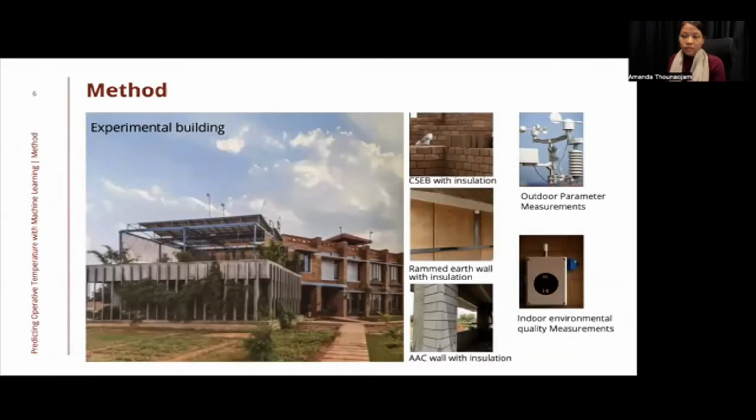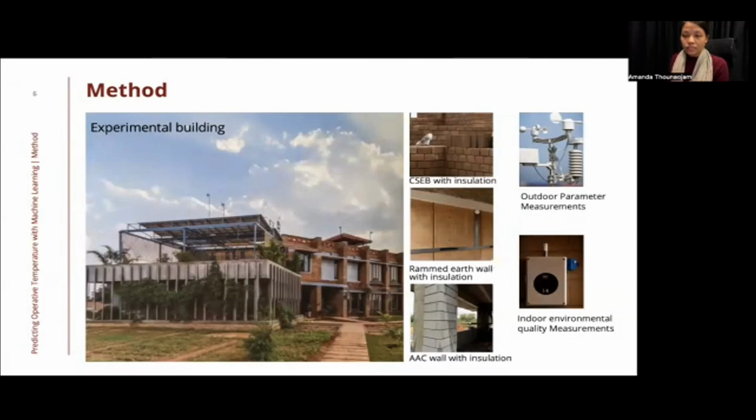So we are implementing the adaptive thermal comfort controls in this experimental building in India, which is about 450 square meter building. And it is built to test several technologies and operation practices, which can be applied in buildings that will come up in the rest of the 55-acre campus. The building wall assemblies used in this building are CSEB wall, rammed earth wall, and AAC wall, and all of the wall systems have insulation in them.